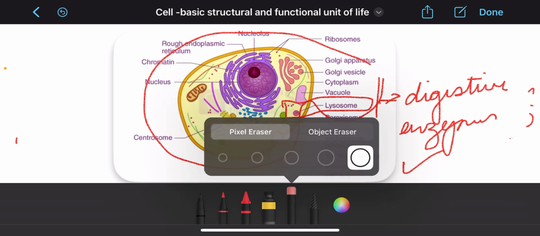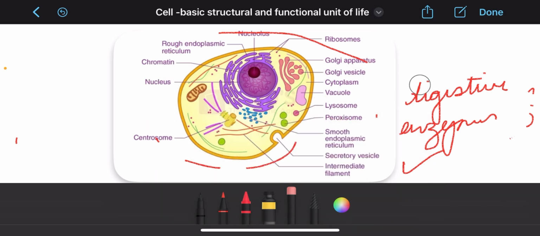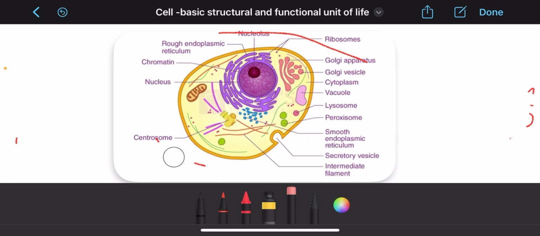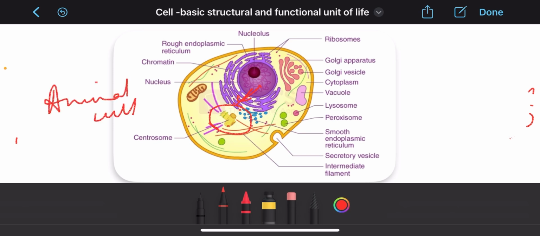Now, another cell organelle which we are going to study is the centrosome. What is centrosome? Centrosome is a region surrounding the centrioles, located near the nucleus. It is only present in animal cells and absent in plant cells.